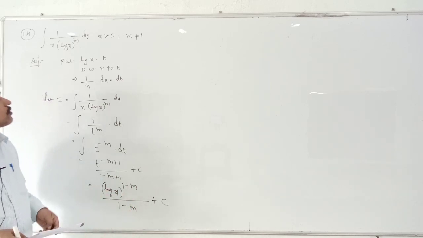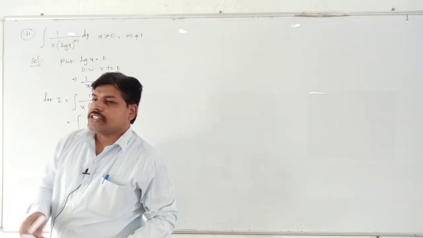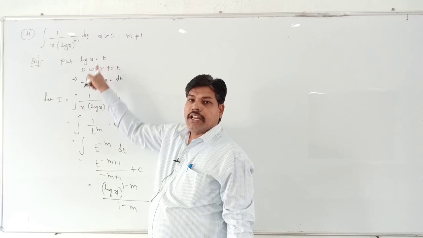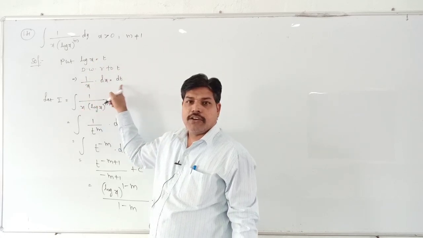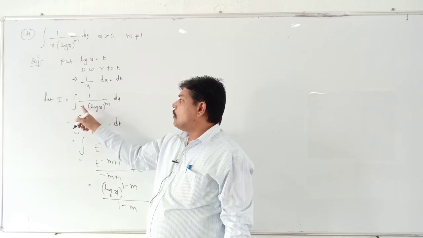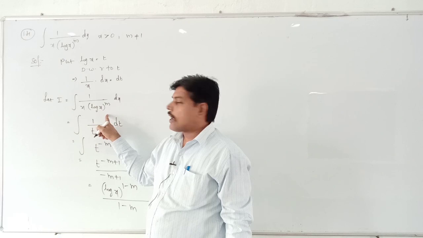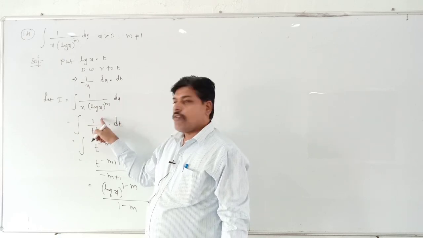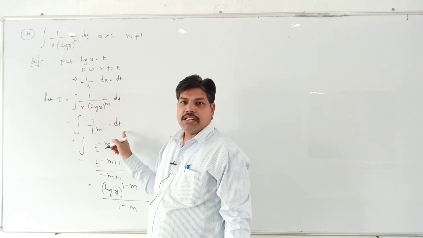Okay. So see that question once again, students. What I have taken first: log x is equal to t. Differentiate with respect to t. What happens? 1 by x into dx value will become dt. So take the integral, I is equal to the integral of 1 by x into log x whole power m into dx. Log x value is t, so it will become 1 by t power m into 1 by x into dx value is dt.